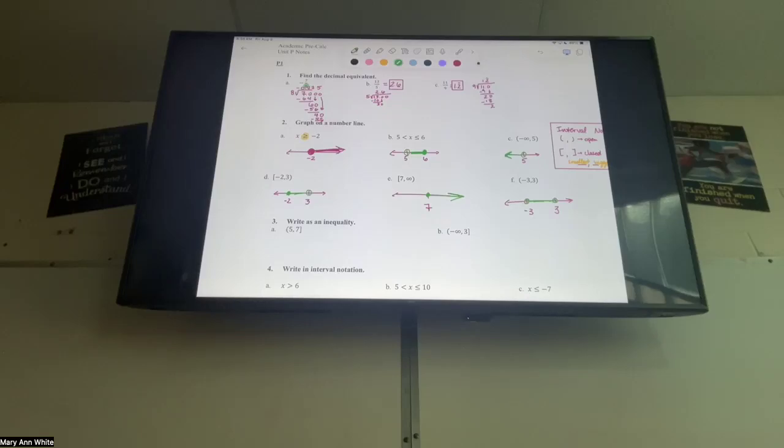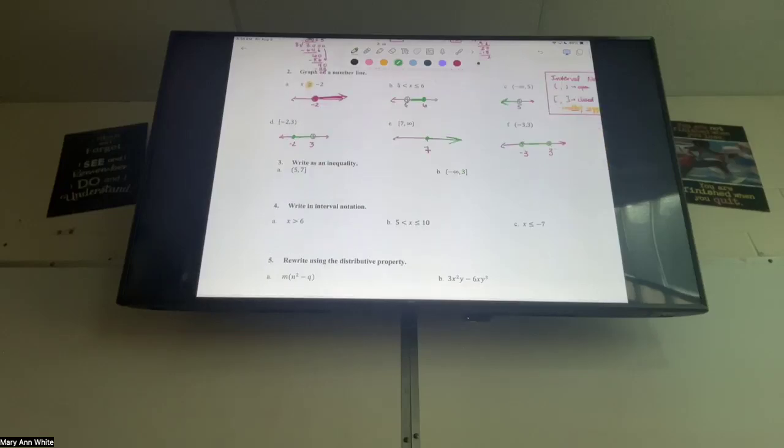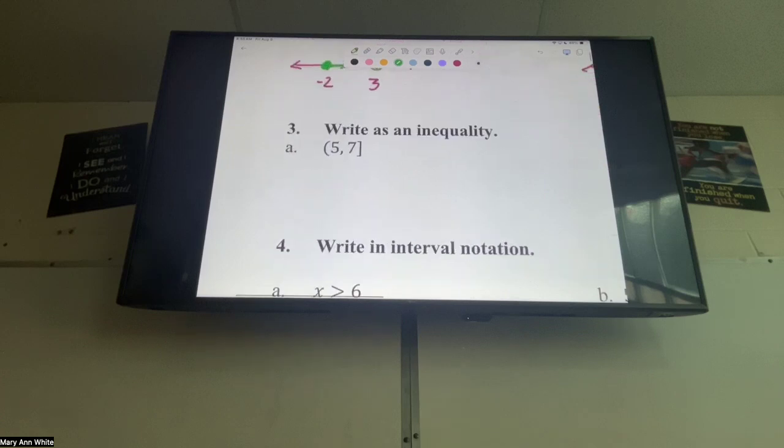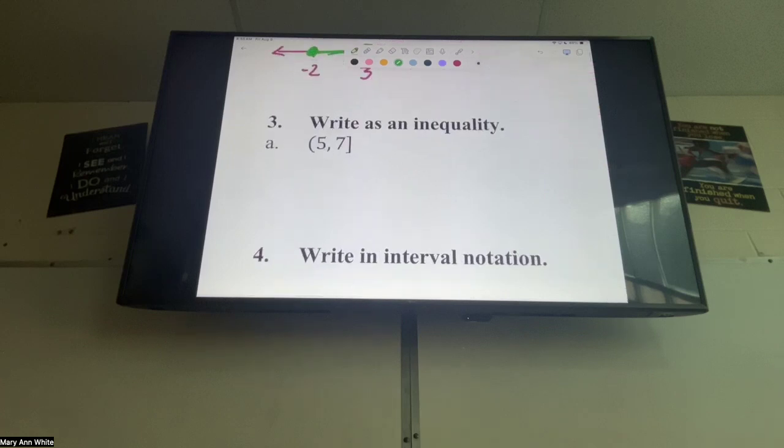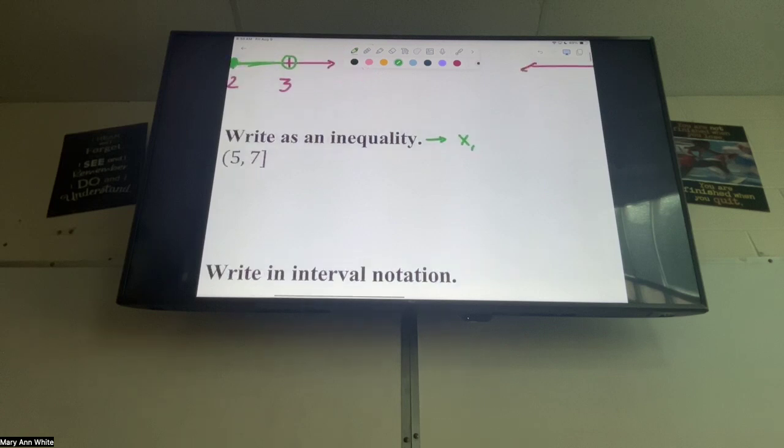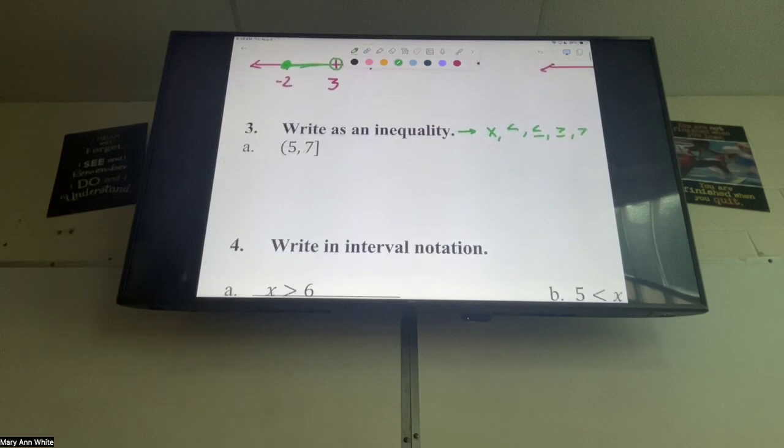Now I've got interval notation and it says write as an inequality. What do I need to write it as an inequality? What are some symbols that I definitely need in order to show this as an inequality? Good, less than's, greater than's. A really important one that we don't have in interval notation is just an X, right? If I have an inequality, I need an X and I need one of my greater than or less than or equal to, greater than or equal to ones. So I need those things here.